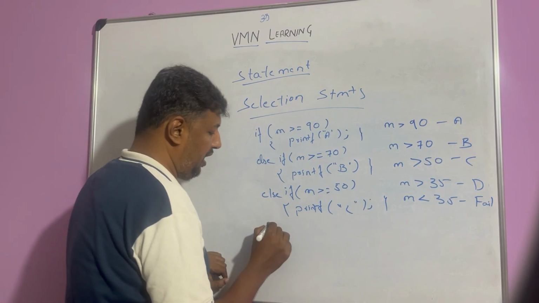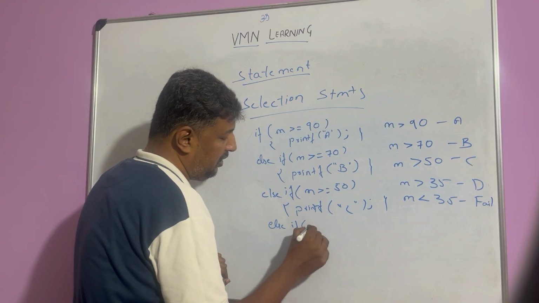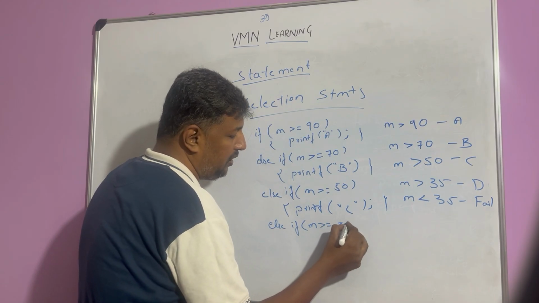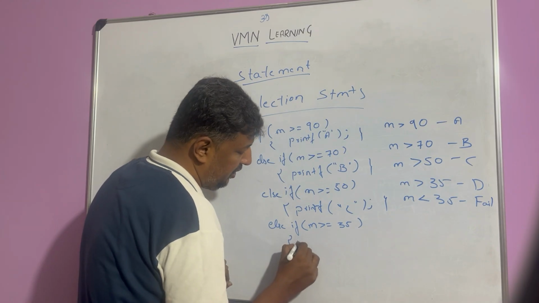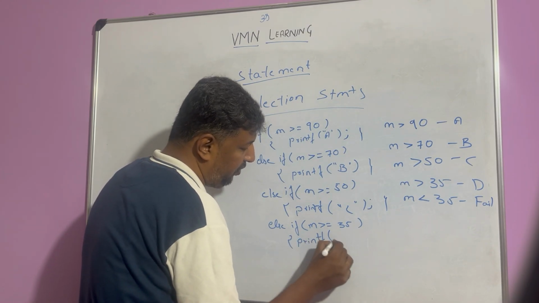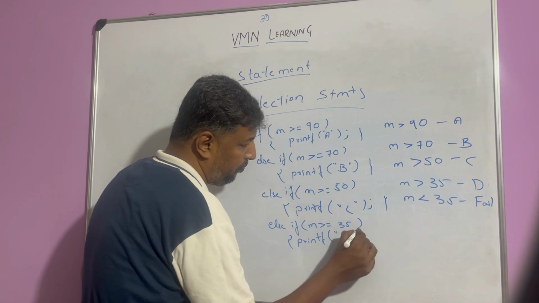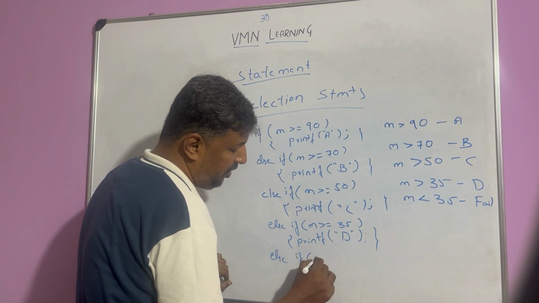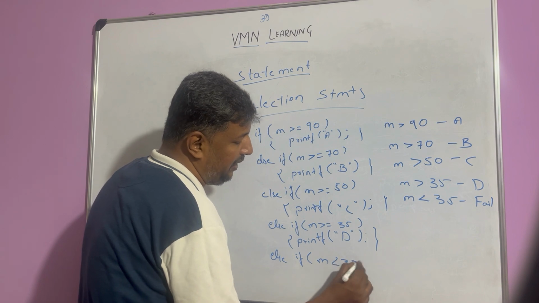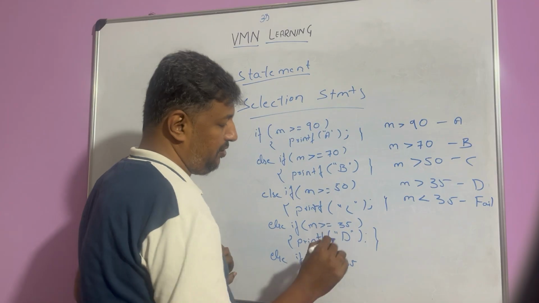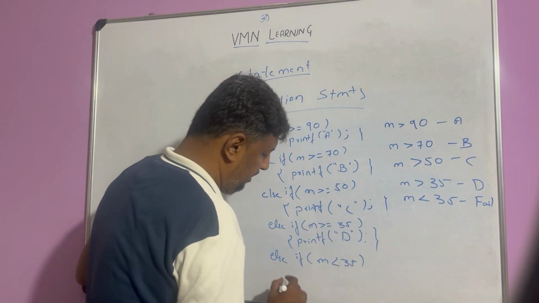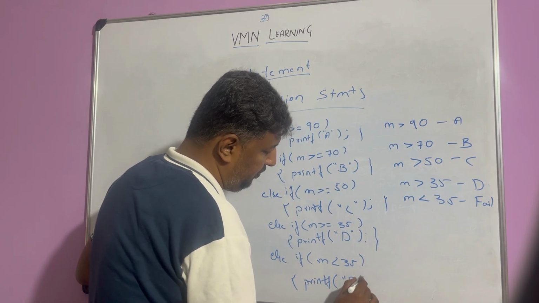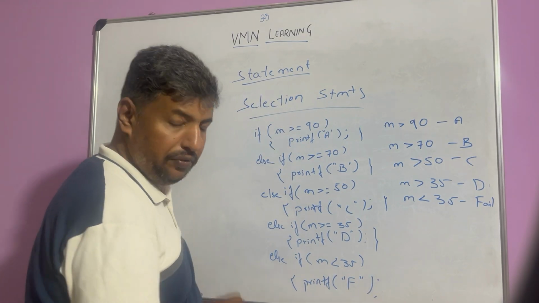Else similarly, greater than equal to 35, print D. Else if marks is less than 35, only less than 35 is fail. That's why it's equal to here. Then he is fail. Grade, in grade you give F, right?